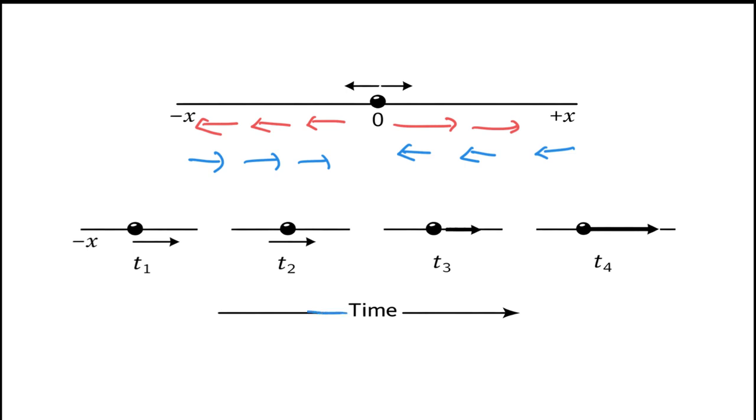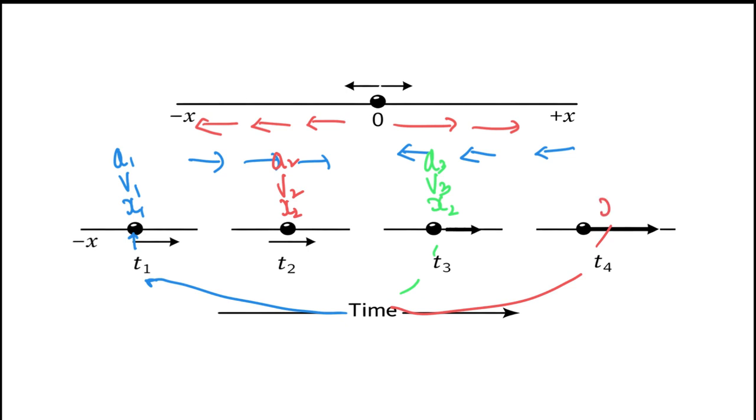Okay. And at every instant of time, there can be only one corresponding position, one corresponding velocity, and one corresponding acceleration. At every instant of time, there can be only one corresponding displacement, corresponding velocity, and corresponding acceleration for this particle. Okay?